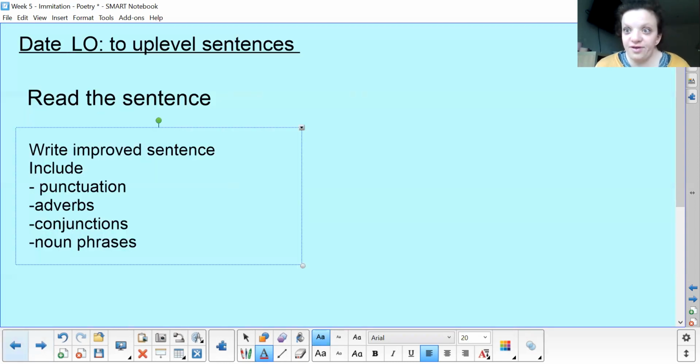So how has the sentence been improved? Let's look back. Has it got the punctuation it needs? Has it got the adverb? Has it got a conjunction? Has it got a noun phrase?